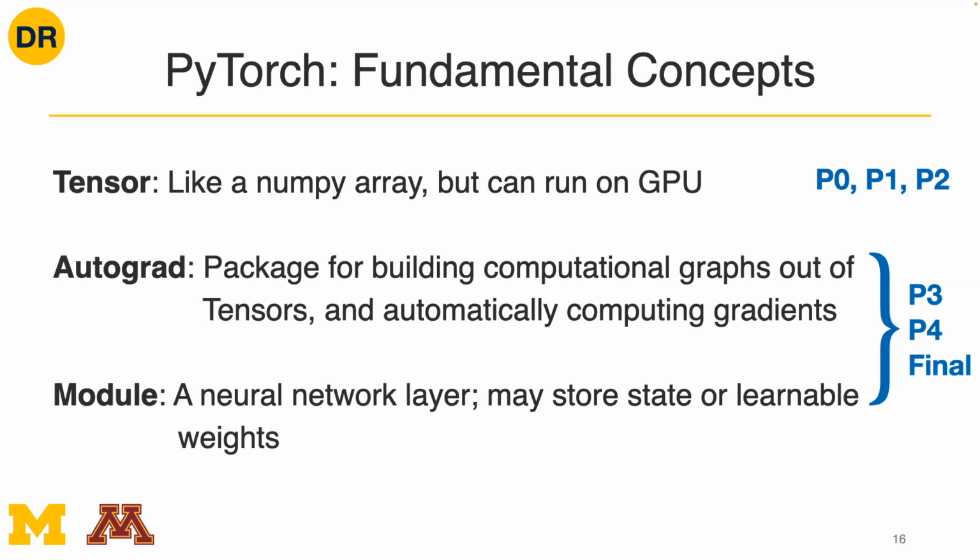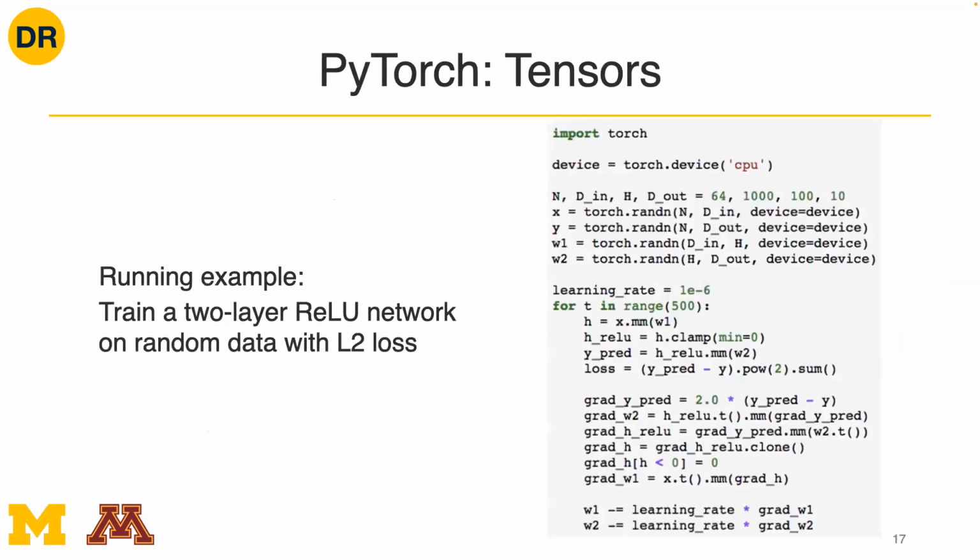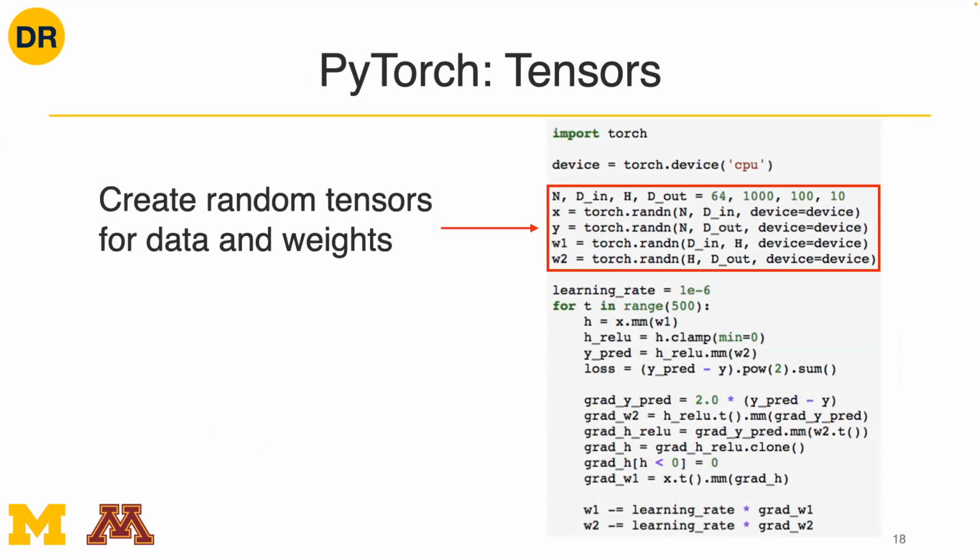Okay, so to understand the benefits of these three fundamental concepts, let's take a running example where we want to train a two-layer fully connected network with ReLU activations and an L2 loss. This code should be familiar at this point, right? So we have some random tensors where we're defining values such as the number of samples in the batch, the data input size, the size of the hidden variable, and the output size. And then we have X, Y, W1, W2, where W1 and W2 are your two layers. These are the weight parameters that you want to learn.